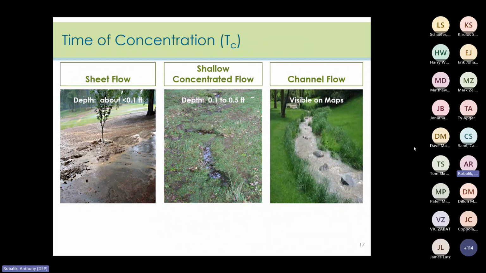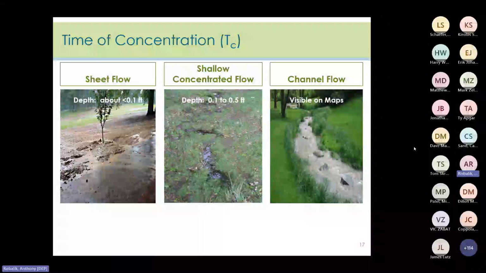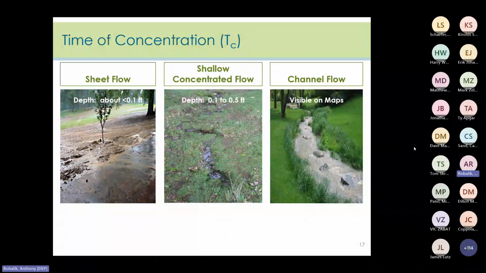And lastly here, we have channel flow. That can be seen in aerial photographs and on GIS and USGS maps. It's essentially flow in some type of bounded channel, which is higher in energy state and relatively faster than the other two types of flow.